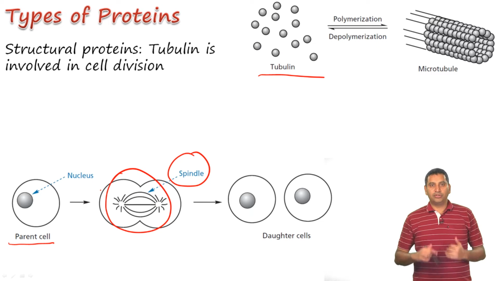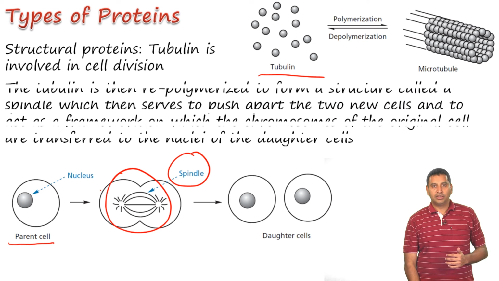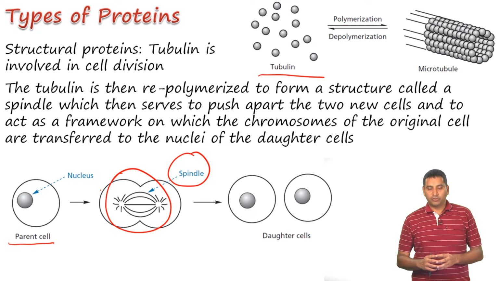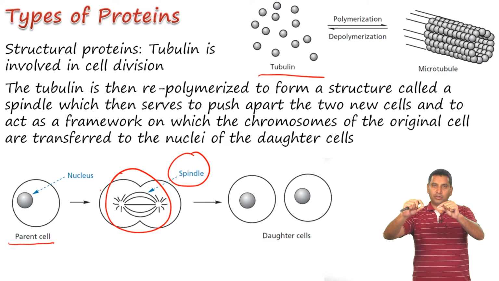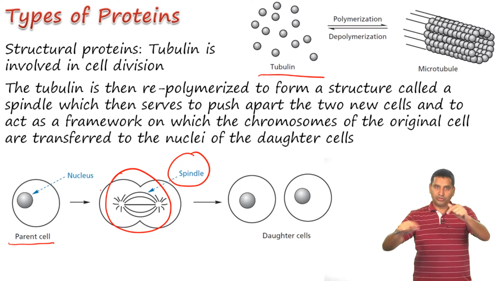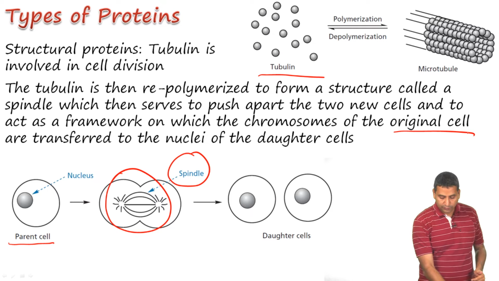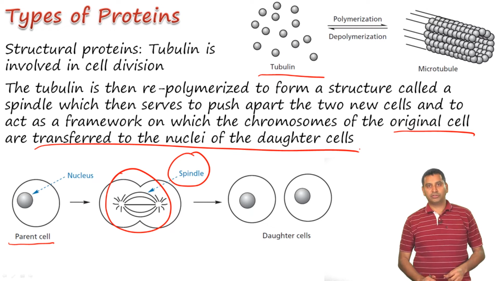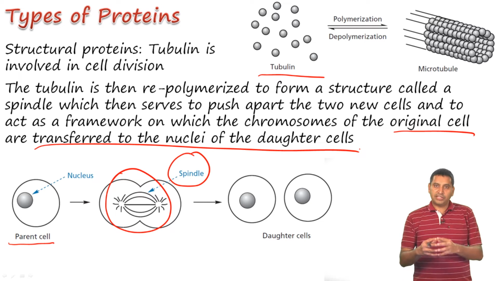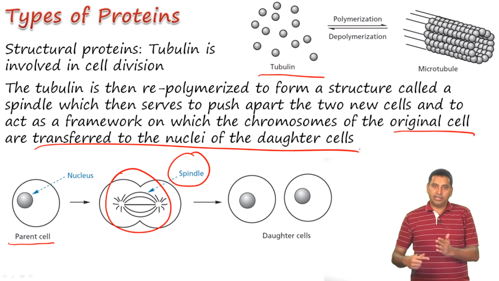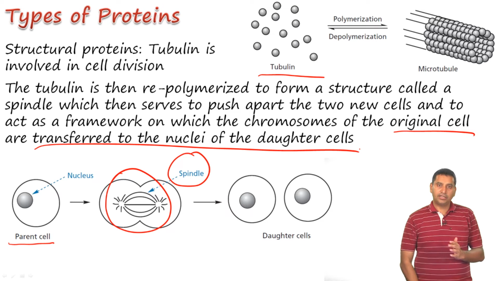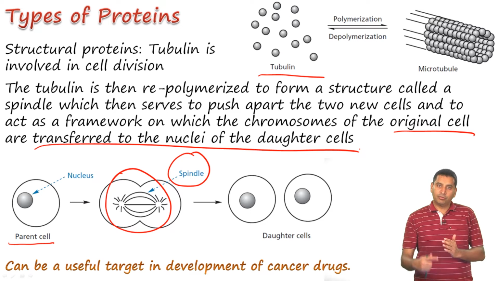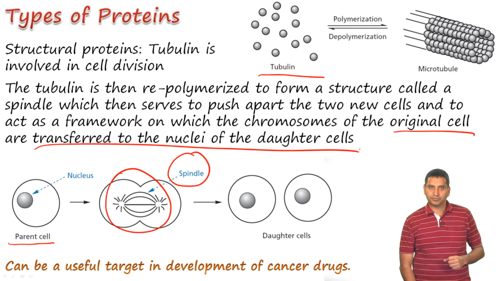During cell division, tubulin undergoes polymerization and forms a structure called the spindle, and these form a framework on which the chromosomes of the original cell are transferred to the nuclei of the daughter cells. In a disease such as cancer, the cells are rapidly dividing, so tubulin polymerization must occur at a very high rate, and targeting these structural proteins can be useful in the development of cancer drugs.